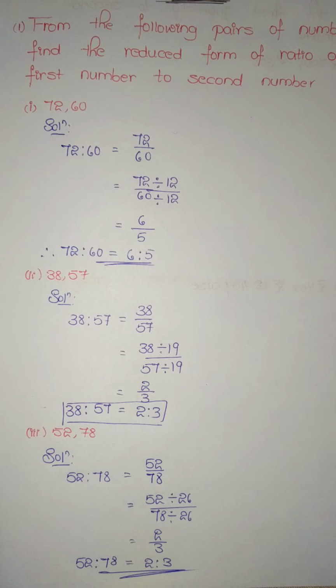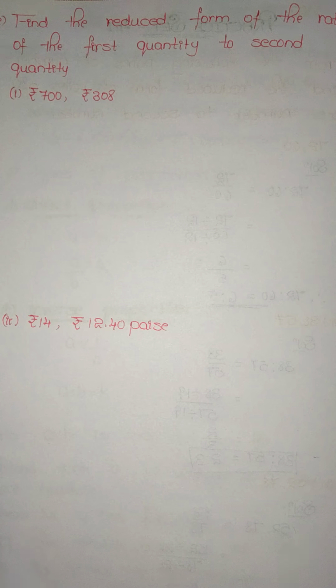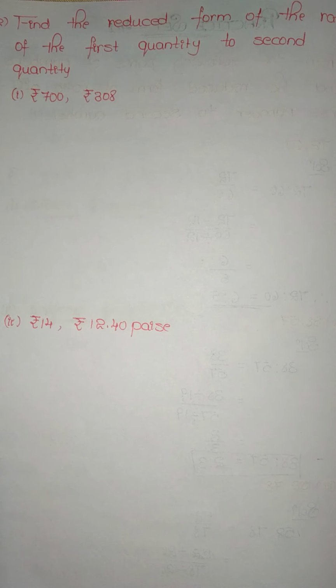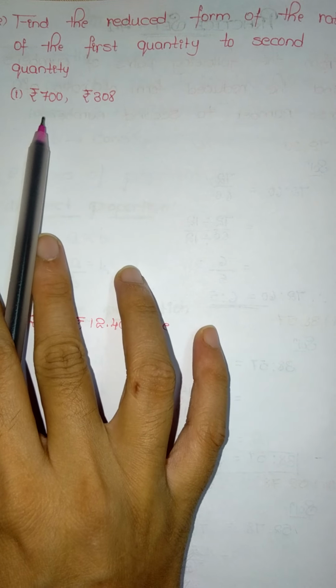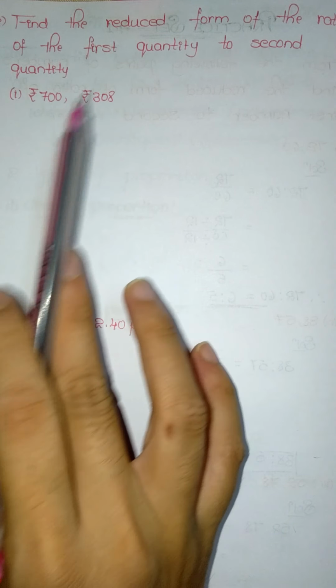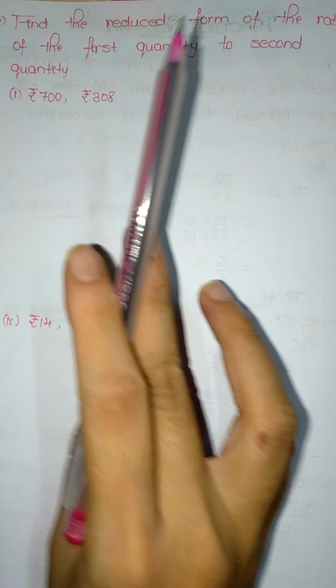Next, move on to the second one. Question number 2: find the reduced form of the ratio of the first quantity to the second quantity. Here we have to reduce to the simplest form, same as the first question, first term to second term. Here the units of both are the same. So first one, rupees 700 and rupees 308. Here the first quantity is 700 rupees and the second quantity is 308 rupees.